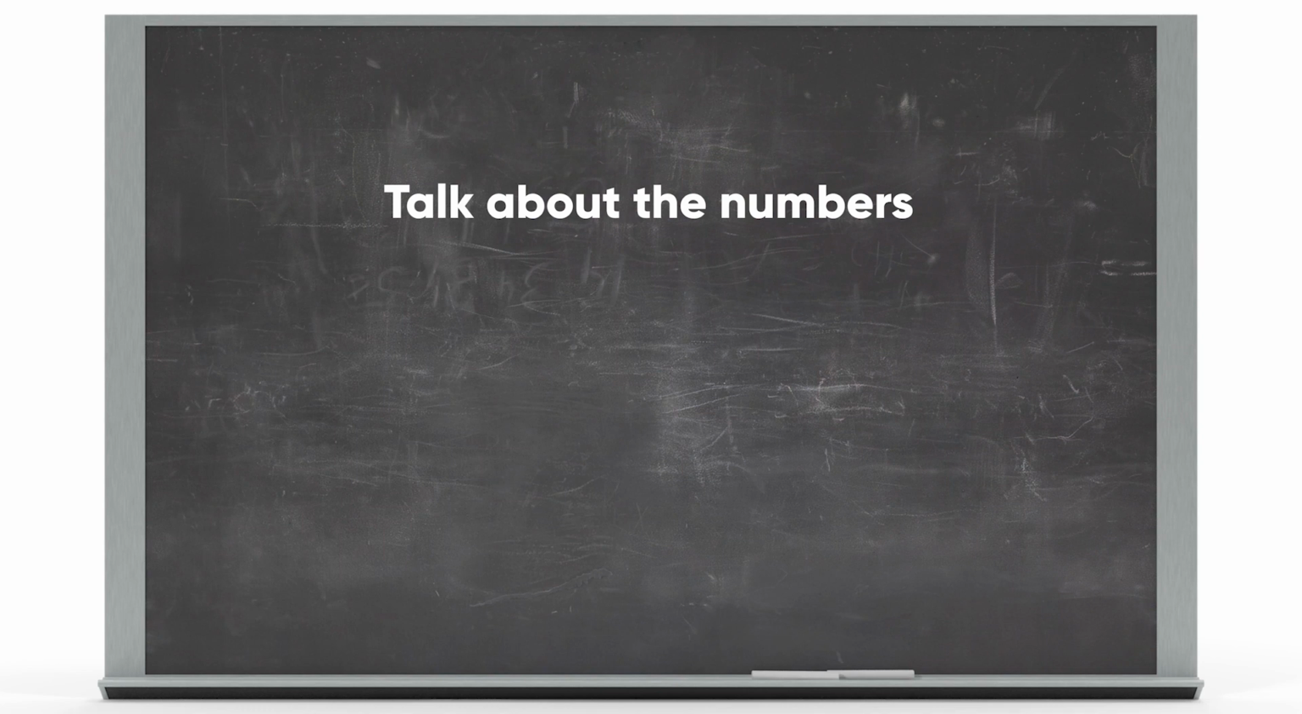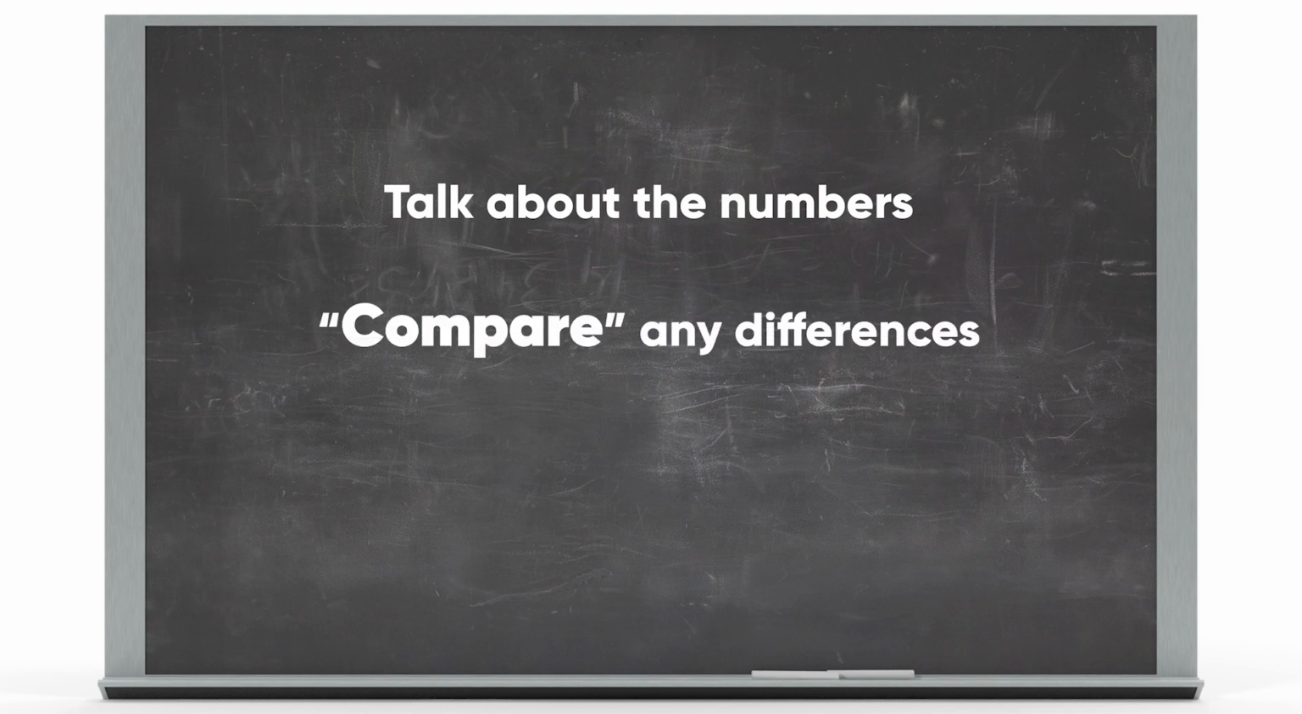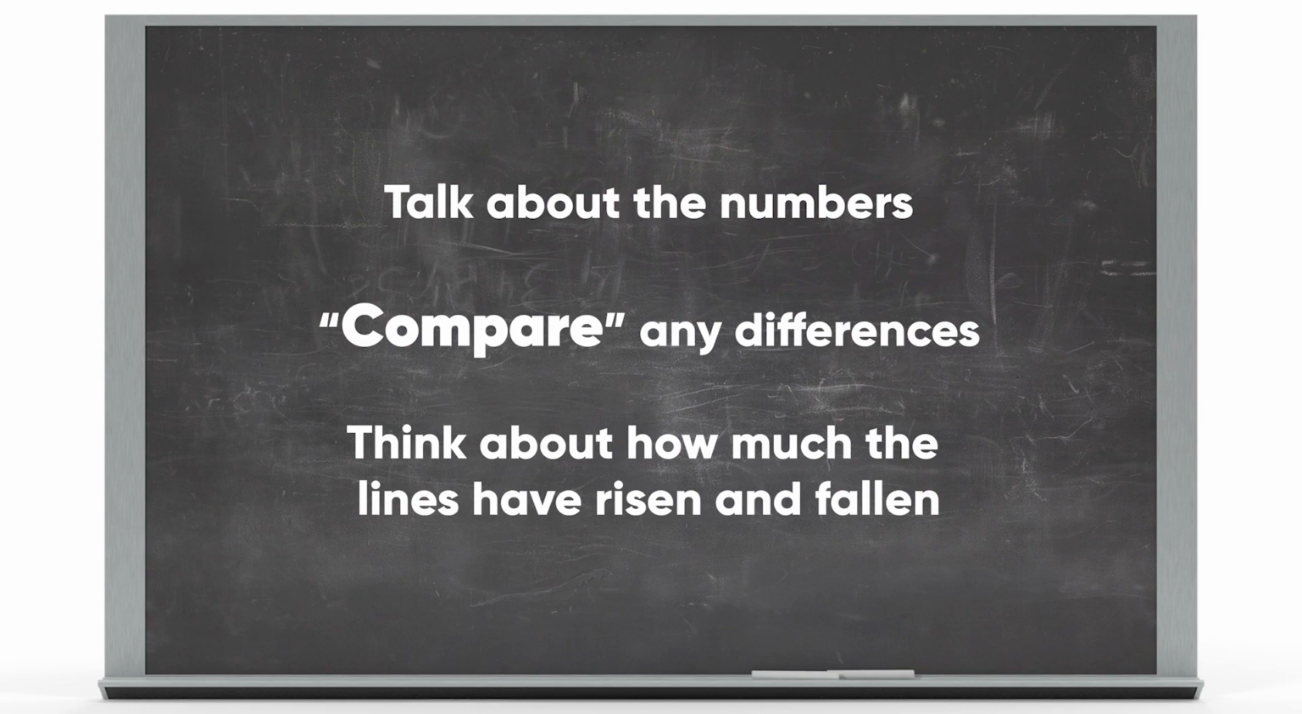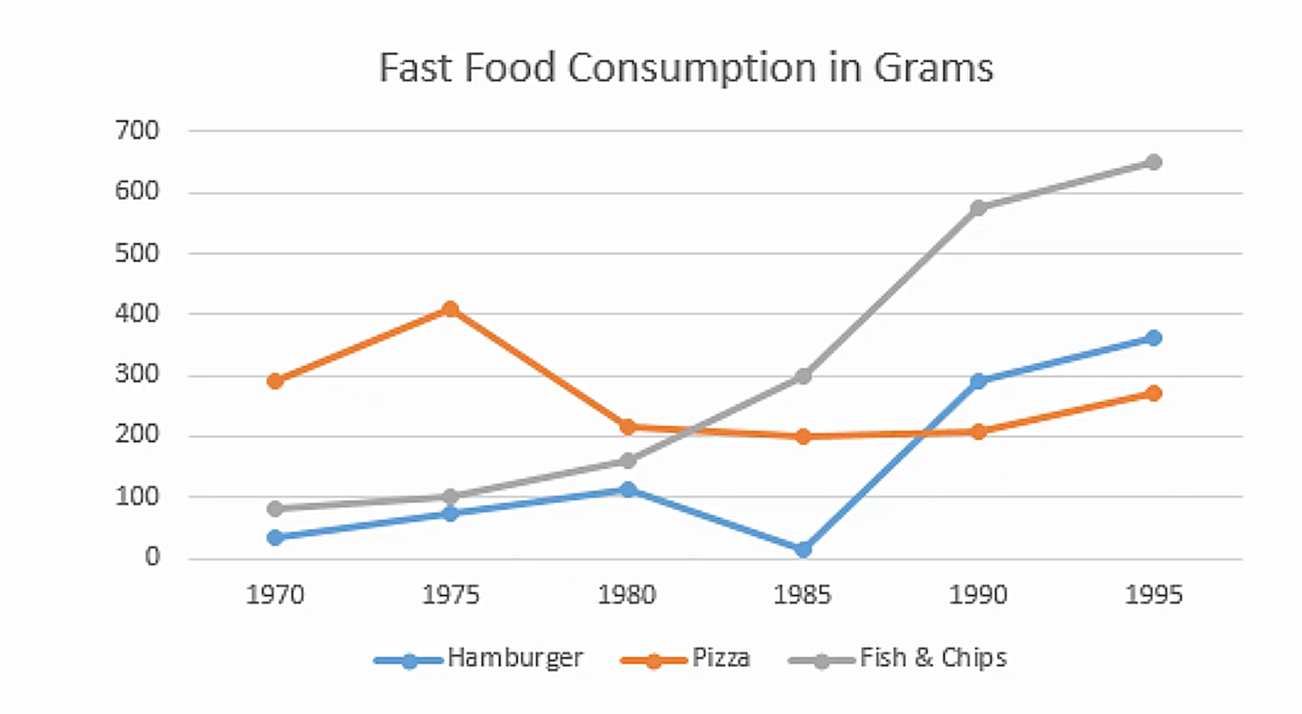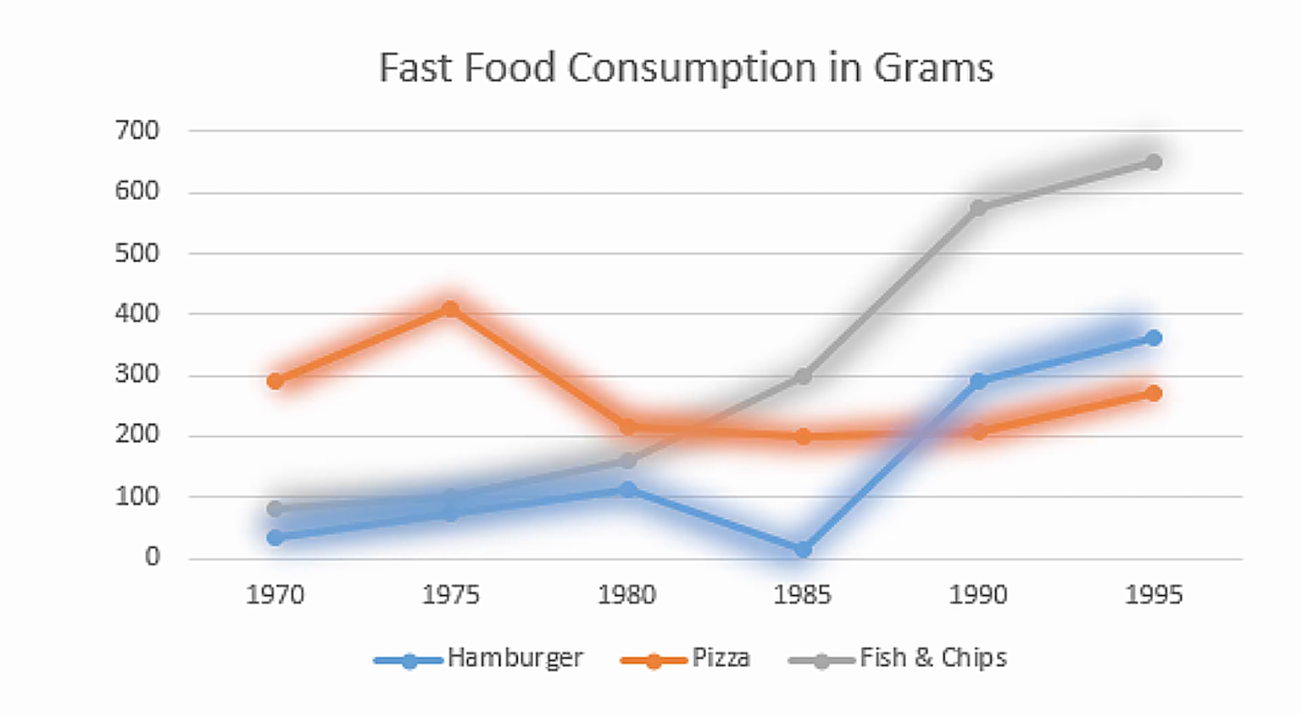In the next paragraph, you should start discussing the details. Talk about the numbers and, if relevant, compare any differences. However, don't try to write about all the data. Instead, think about how much the lines have risen and fallen. Are there any differences from the beginning of the time frame to the end? Remember that you should not be giving any opinions or analyzing the data in this section. Opinions are for writing part 2. Just describe what you see in front of you.